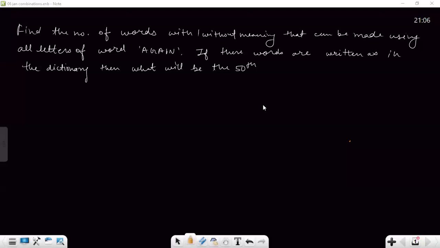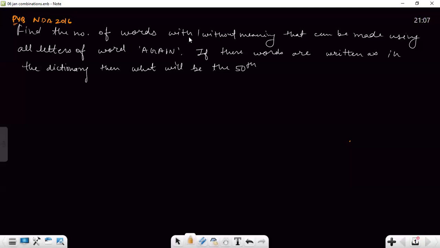Discussing about dictionary and ranking system in dictionary earlier class. So today we have a previous year question from the toughest NDA paper of 2016.